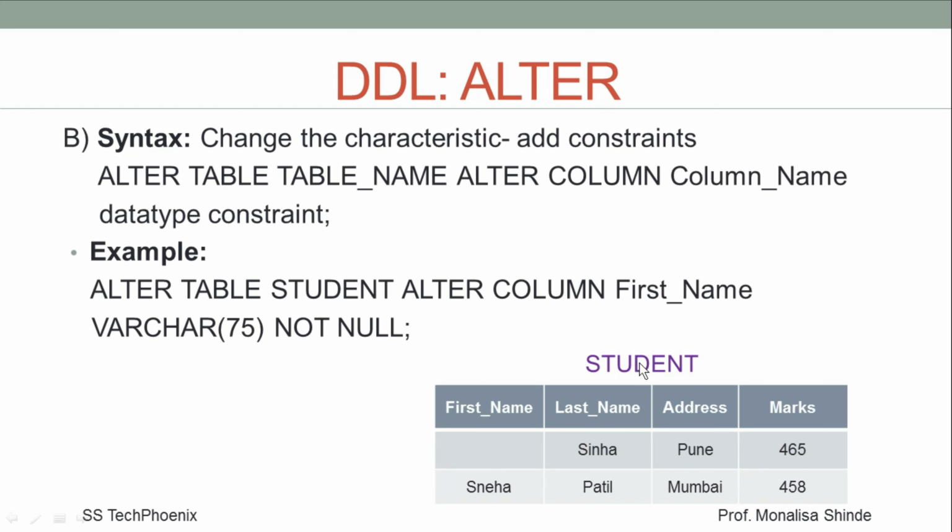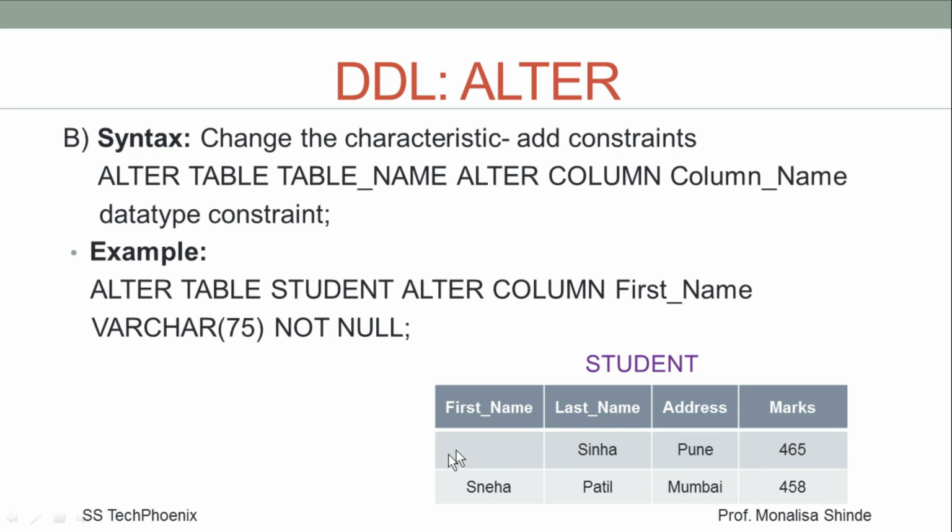This is the student table and it has these four columns. First name, last name, address, marks. See, this row doesn't have a value for first name. We don't know the name or first name of this student. Still, the table is accepting the data. It is storing that data into the database.